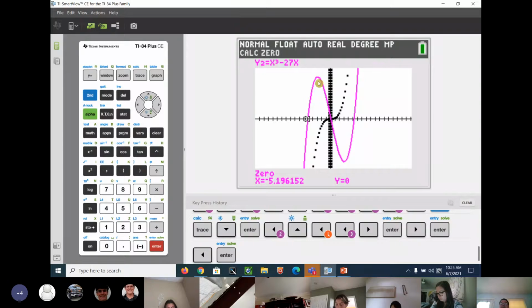Now what's next? The max. Now, why is this called the max? Why am I not calling it local max? Because this max is the highest point. Can't count this point because the line keeps going. This is your highest point. And this is your lowest point. And you'll see in a few minutes the difference between a local max and a local min and a min.